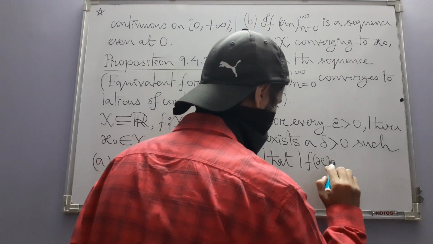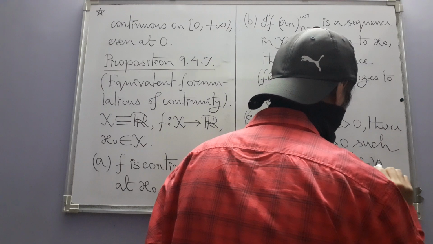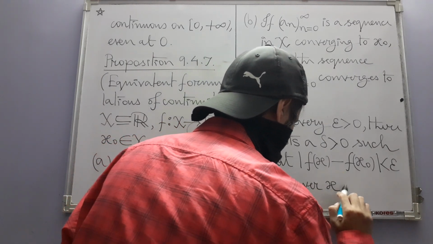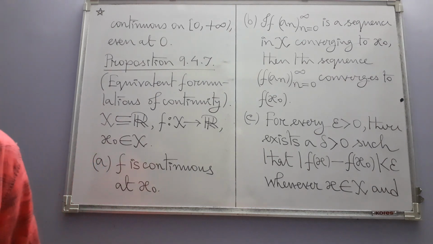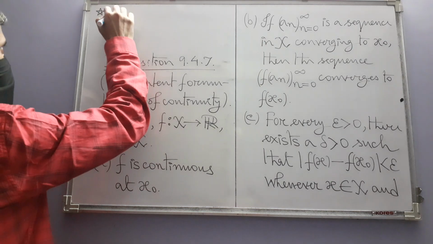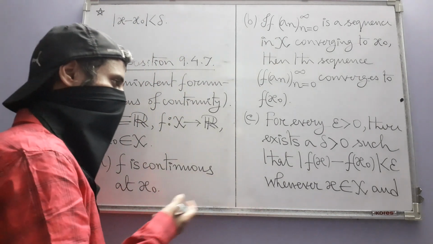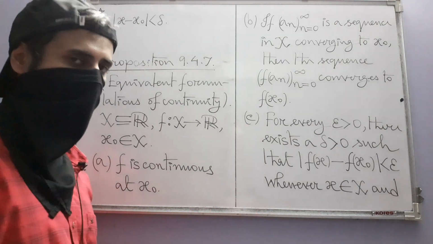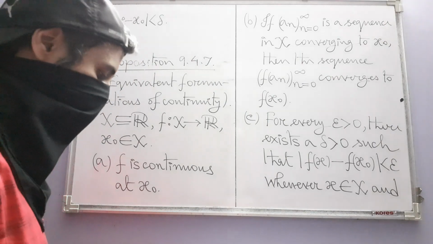the distance between f of x and, in this case in place of L, a general limit, we have the functional value at x naught, is less than epsilon whenever x belongs to X and the distance between x and x naught is less than delta. Although we can almost immediately see why these are equivalent to one another, but still we have to go through a proof, which however we won't do here, of course. We will do it in the exercises. And it is in fact I think the first exercise. Yeah, exercise 941. So we will see it there.